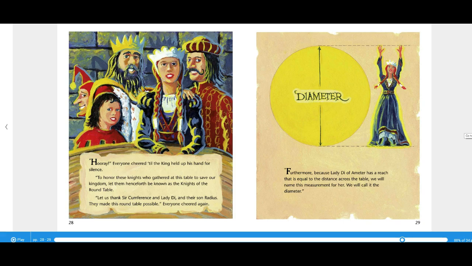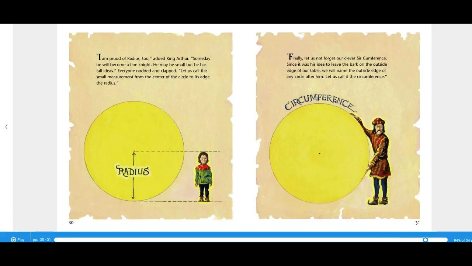Furthermore, because Lady Di of Ameter has the reach that is equal to the distance across the table, we will name this measurement for her. We will call it the diameter." "I am proud of Radius too," added King Arthur. "Someday he will become a fine knight. He may be small, but he has tall ideas."